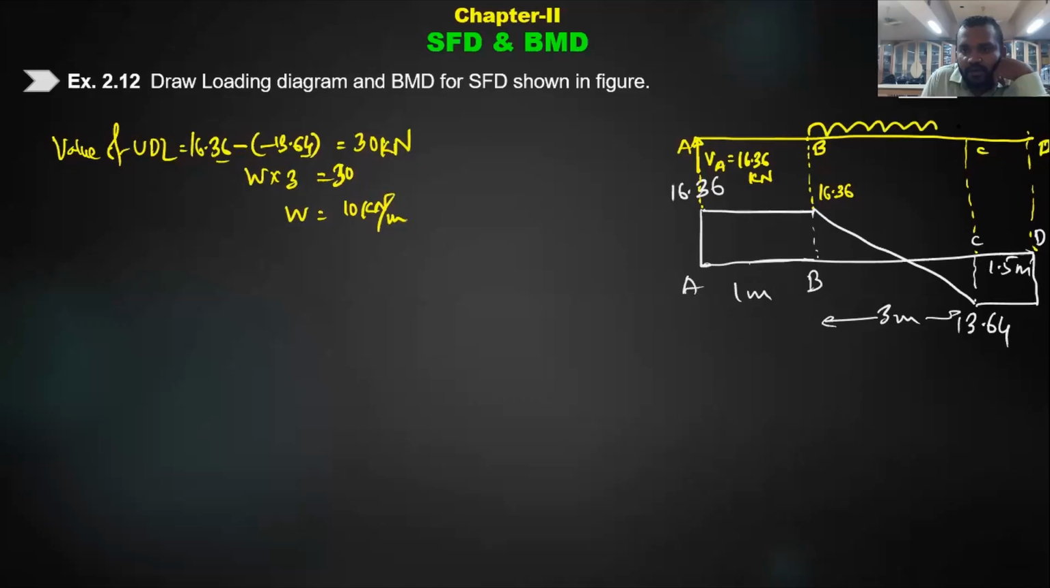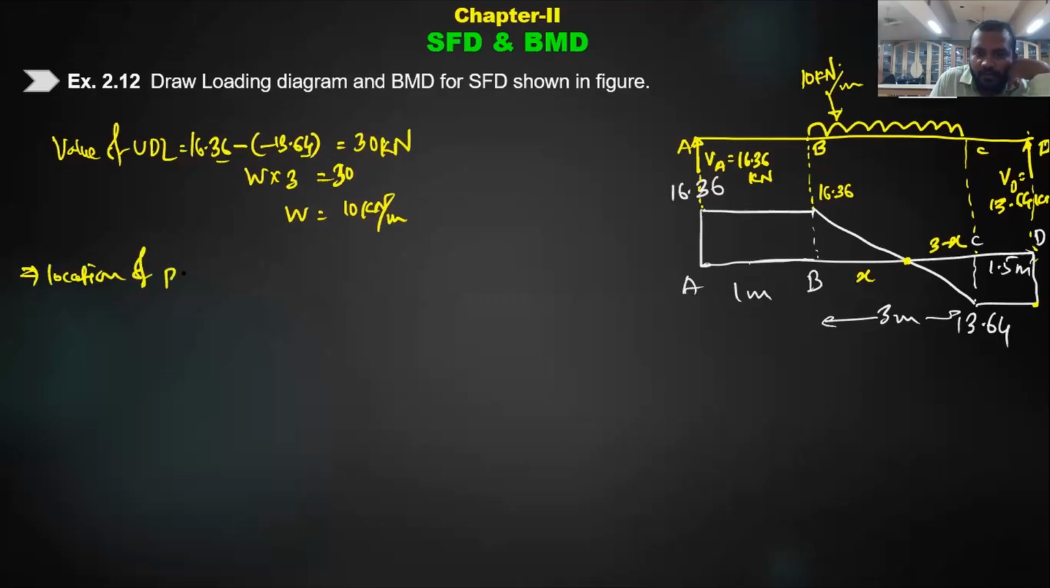So I will draw UDL of 10 kilonewton per meter. Okay, then next कुछ भी नहीं है, खाली यहाँ पे देखो नीचे से ऊपर जा रहा है, तो ये अपवर्ड लोड होगा VD which is of 13.64. Then similar lines पे X and 3 minus X. First of all, find out the location of point X, sorry point P का लोकेशन फाइंड करो.